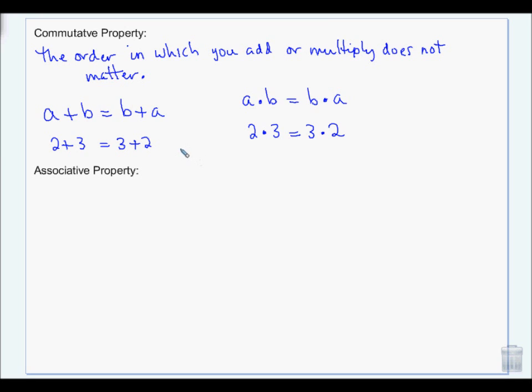It just changes the order. And sometimes it's useful because if you have a string of numbers to be added and subtracted together, sometimes it makes more sense to change the order of them because they'll add together quicker and easier in your head.